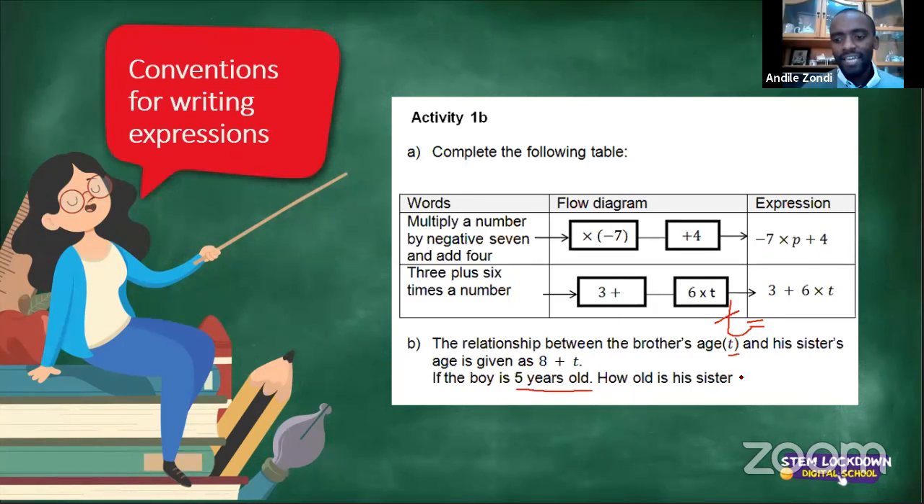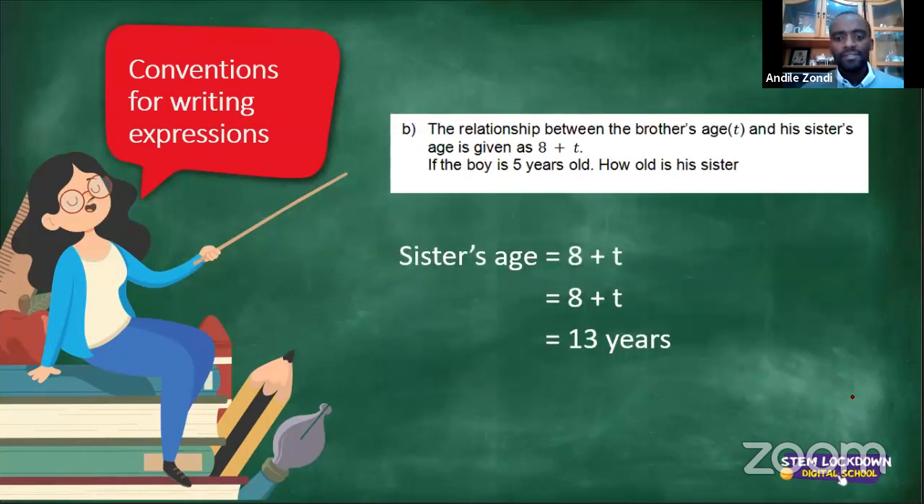Okay, here's your answer. For the sister's age, using that rule, it will be 8 plus your T, which in this case is 5. So 8 plus 5, the answer should be 13. Well done, most of you got this one correct. So the sister is 13 years old and the brother is 5 years old. Hopefully you guys are catching up, but if this is confusing you, you can just rewatch this when I'm done.